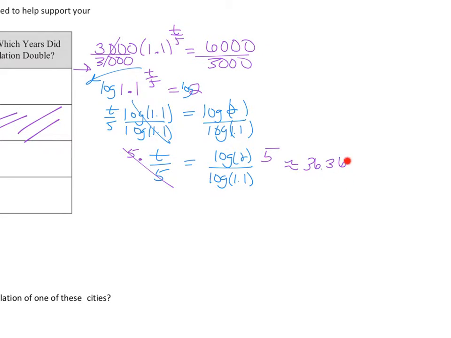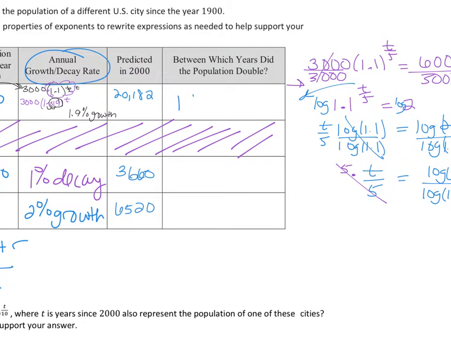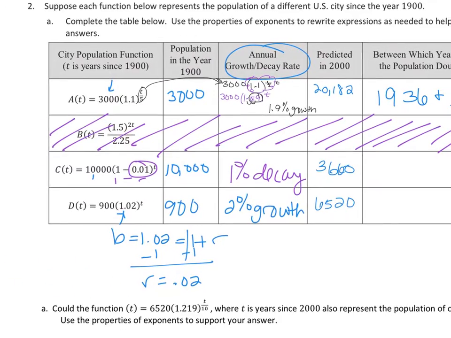It's happening about a third of the way through 1936. So my answer here would be 1936 and 1937. Let's now take a look at the next function, which is C of T.